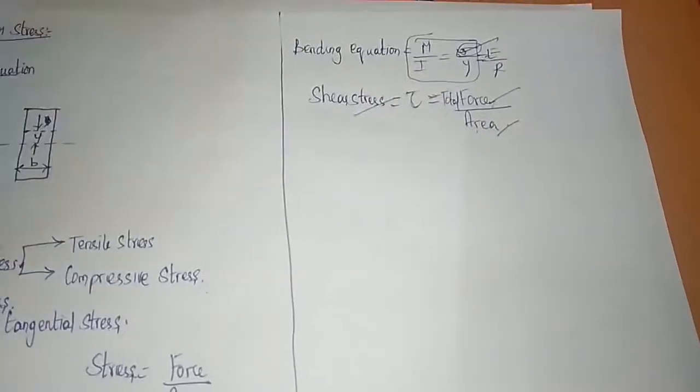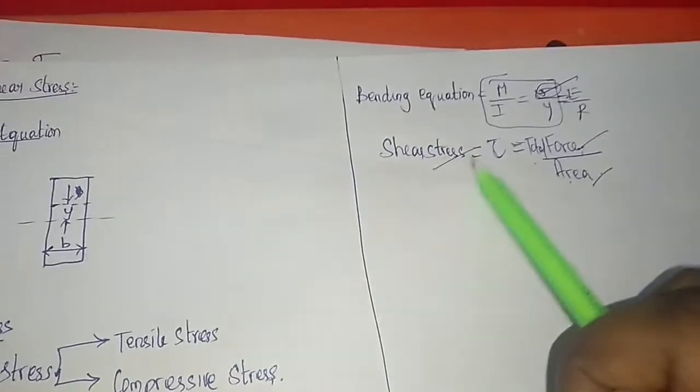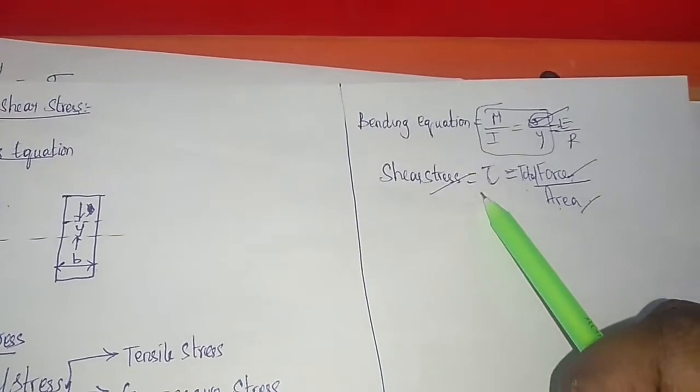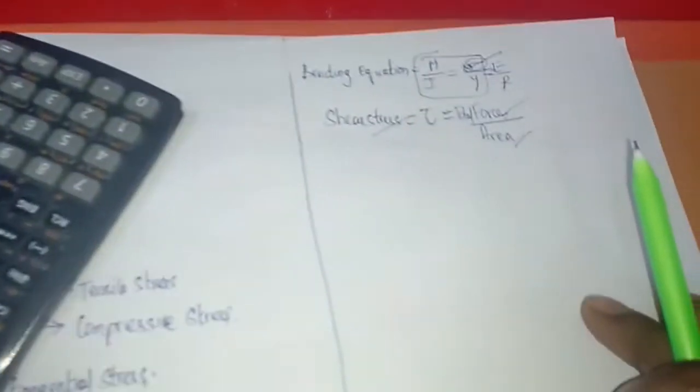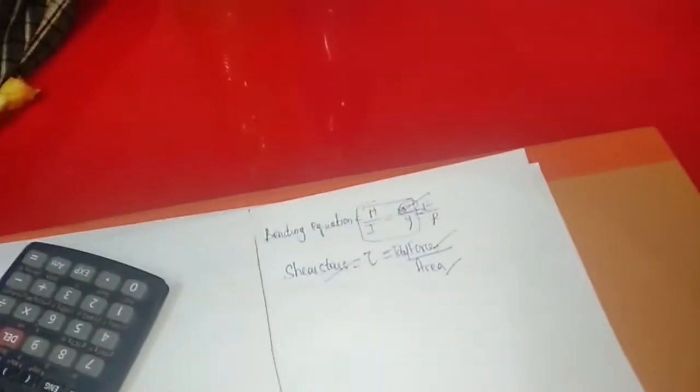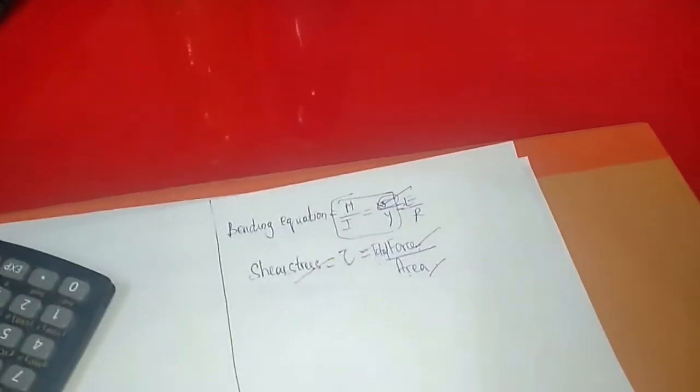So now we will move on to the derivation to calculate your shear stress equation. Okay. So as I already told you, shear stress is denoted as tau, and it is equal to total force by area. So now you have to find the total force that is acting on a particular beam section. Okay.